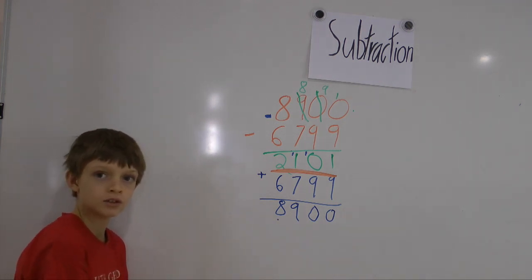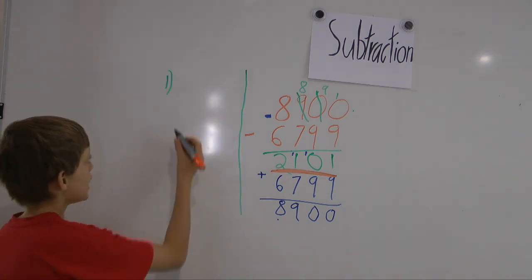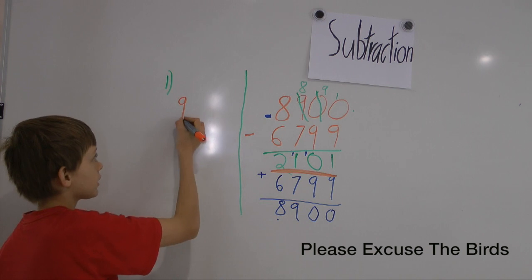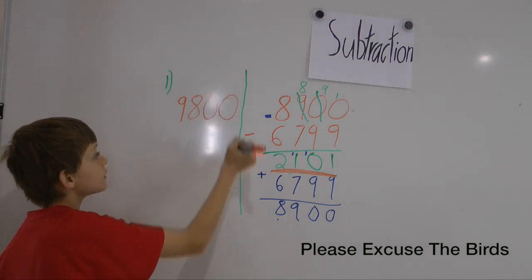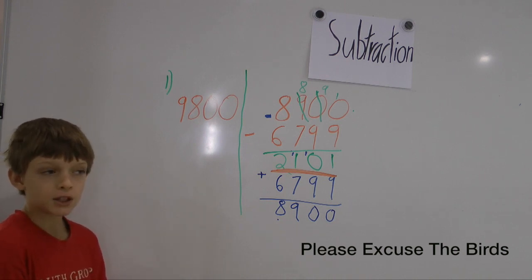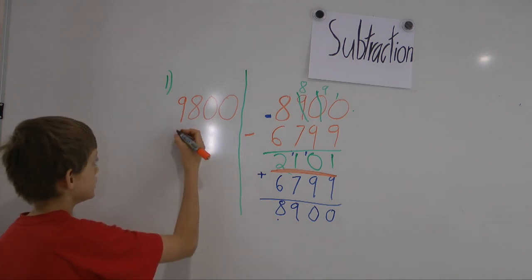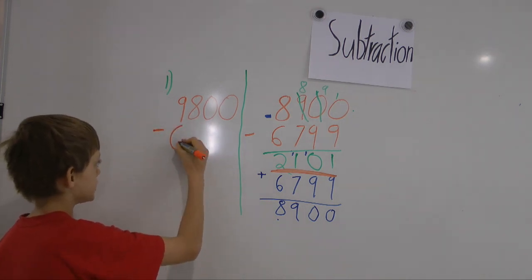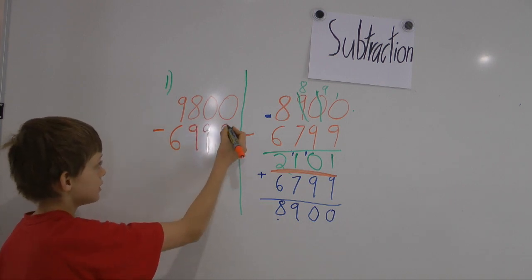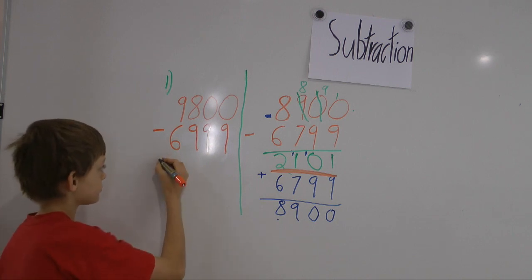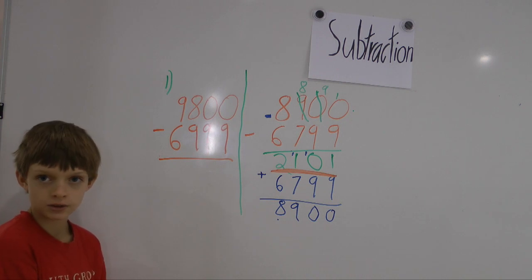Now I'll be giving you one to do on your own. And our question one will be 9,800. And please pause the video when I have finished writing the number, if you do the rest. Minus 6,999. Now please pause the video so you can do it yourself.